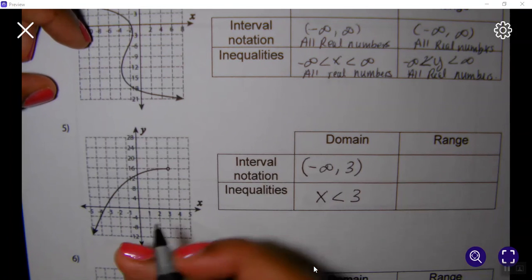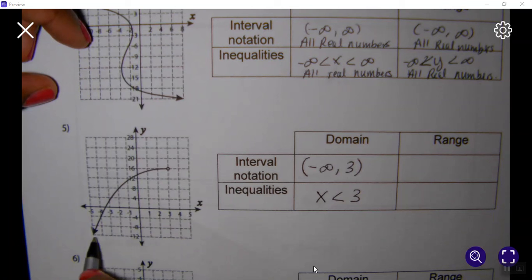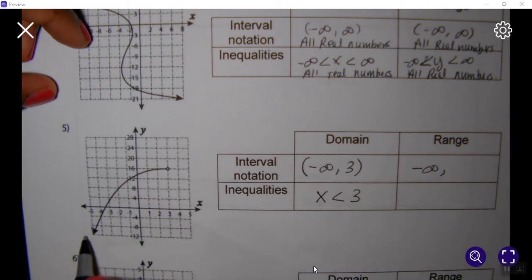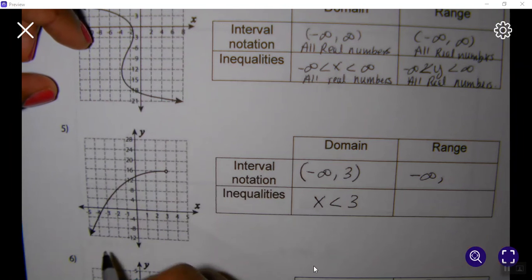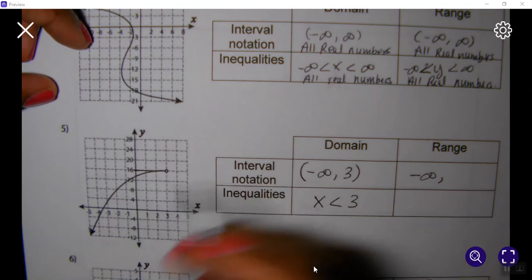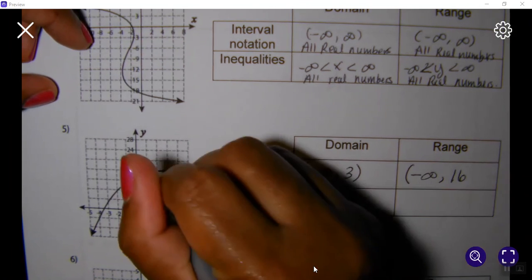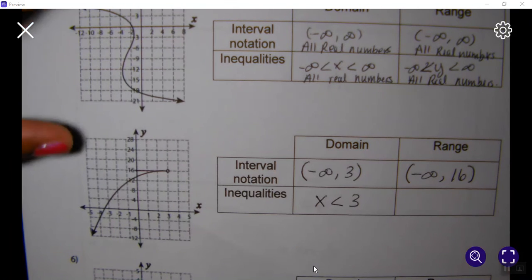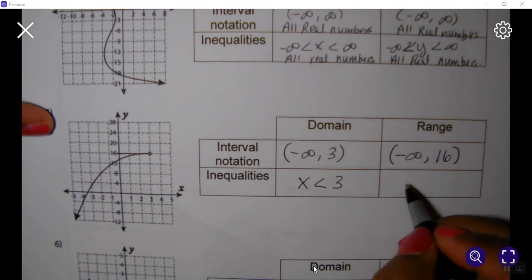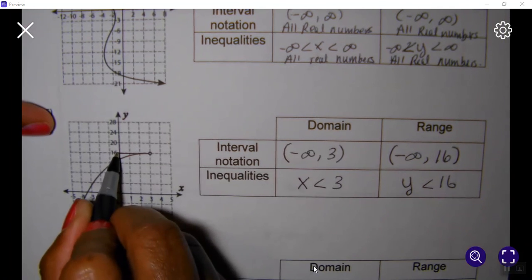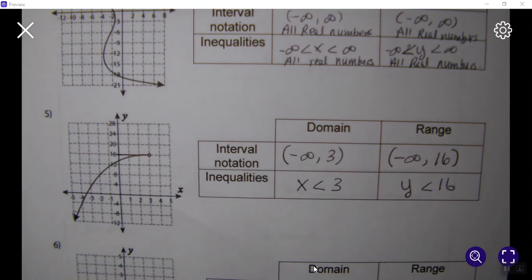And then for range, so at the bottom, since there's an arrow, it keeps going down. So it keeps coming from negative infinity all the way up till positive 16. So it's an open circle because it's infinity, and then this is also an open circle, so I'm going to put a parentheses. And then we can say that the range y is everything less than 16 because you can see it starts at 16 and everything is going below it. So there's no need to write two inequalities.